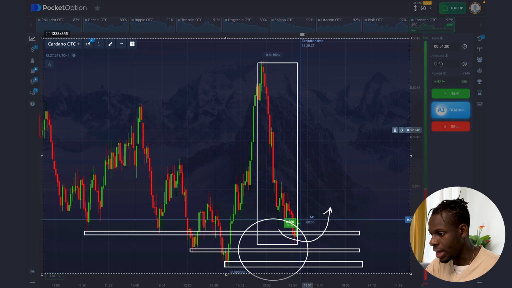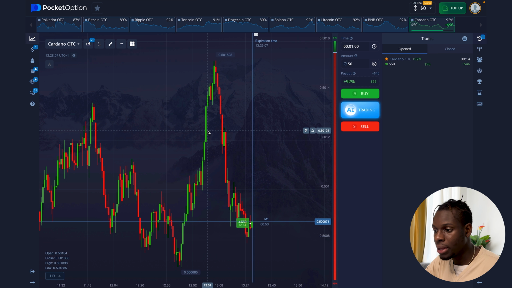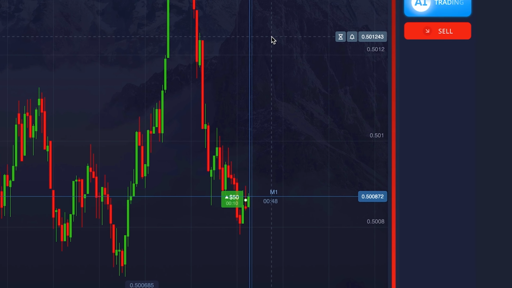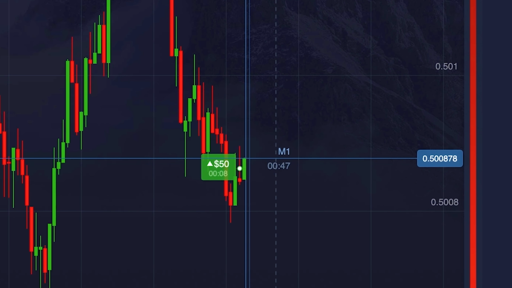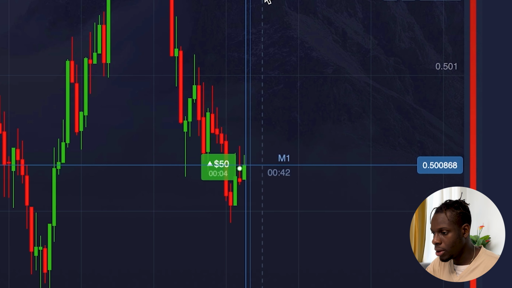Also, we can see this strong down impulse move. And usually after a move like this, we can expect price to make a pullback. So that's the reason why I took this trade for a buy. Let's see how it plays out, guys. A couple of seconds till it ends. Come on. This is really tight.